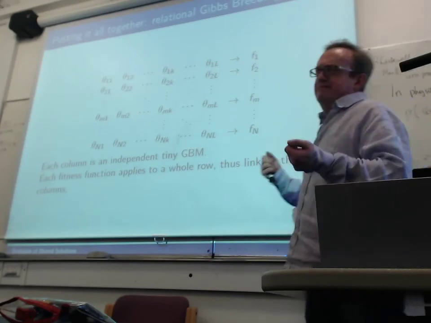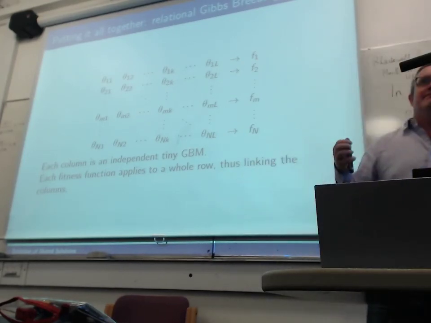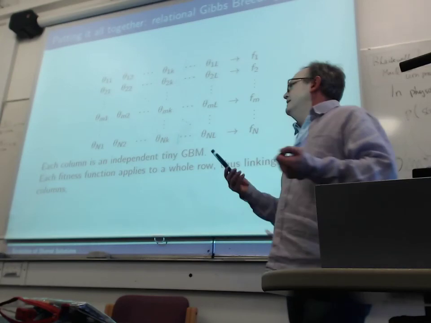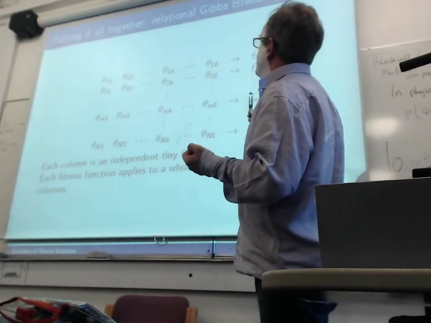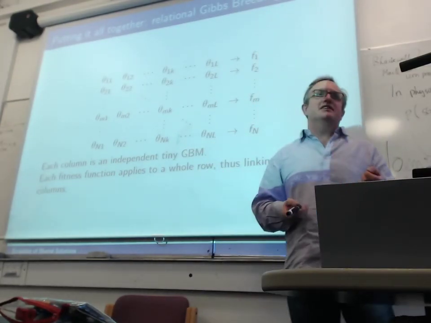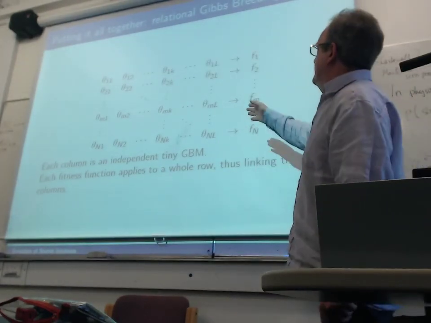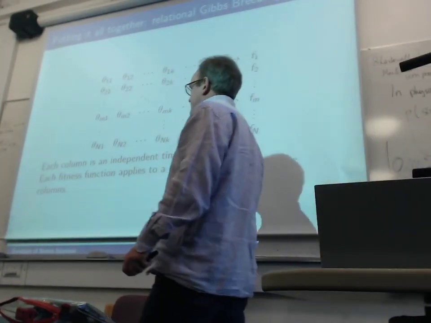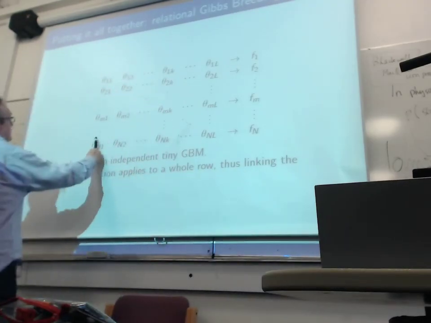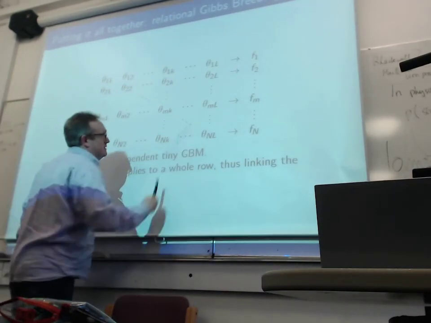Now, let's put it all together. Okay. So far I've been talking about tiny genetic algorithms. Let's have slightly larger genetic algorithms. Let's have each column be independently a tiny genetic algorithm.